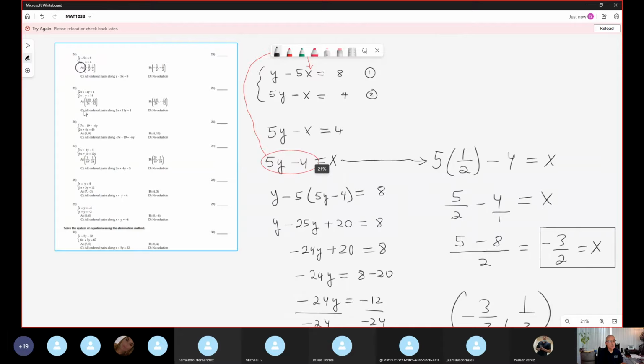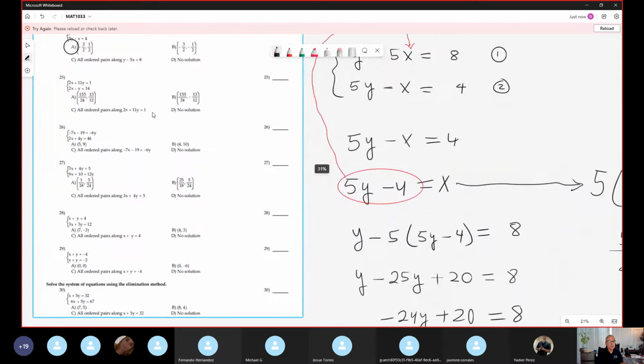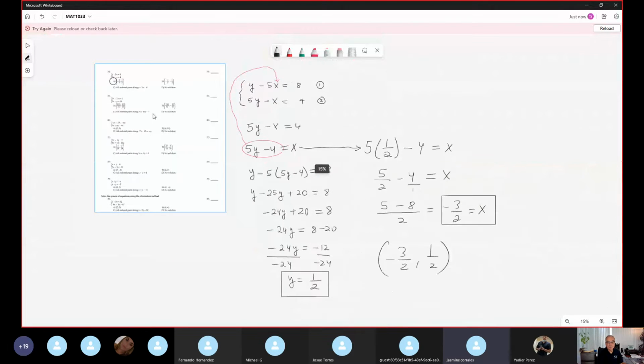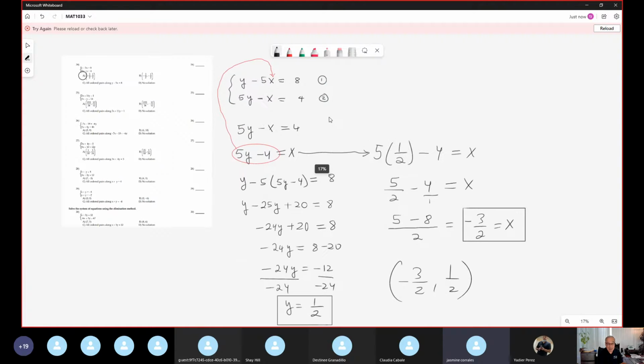Okay, 25. Do you follow me? Do you understand the idea? I had a question. For this one, you had to put it into the first equation. How do I know if I have to put it into the first or the second? Because before you were just putting it into the second equation.